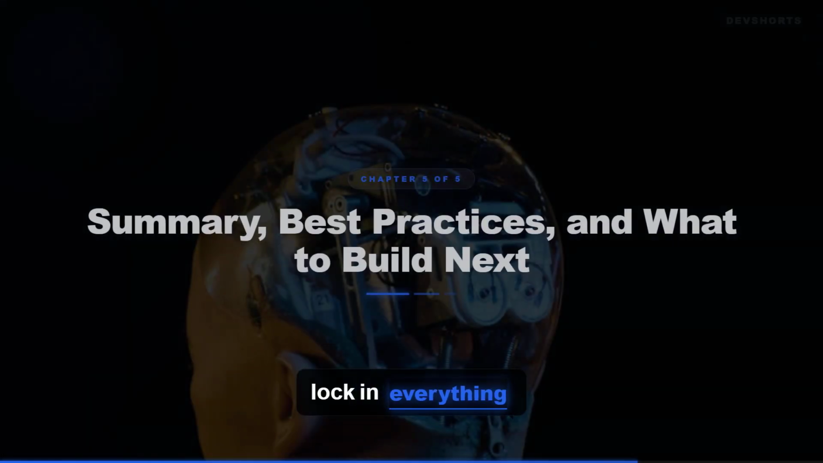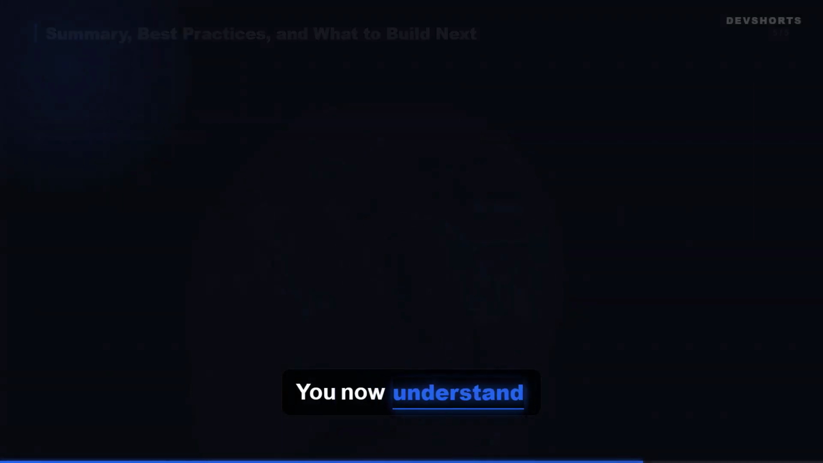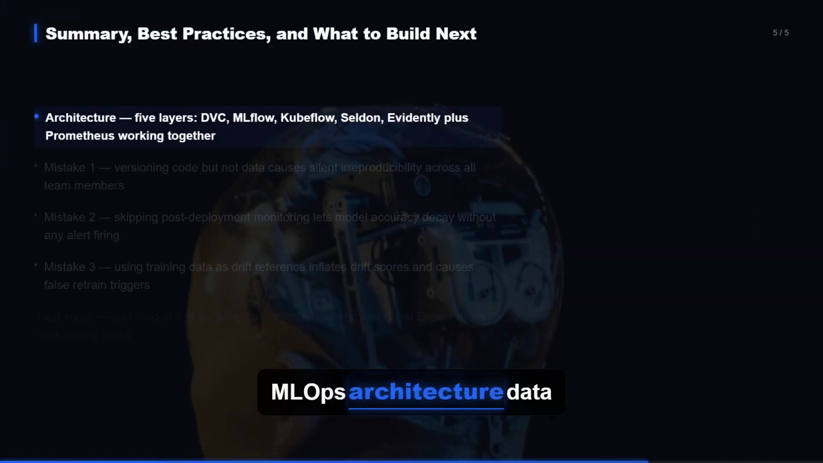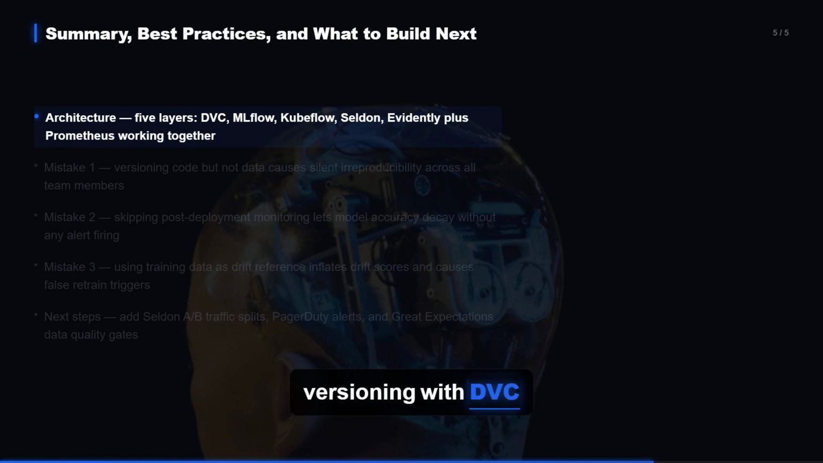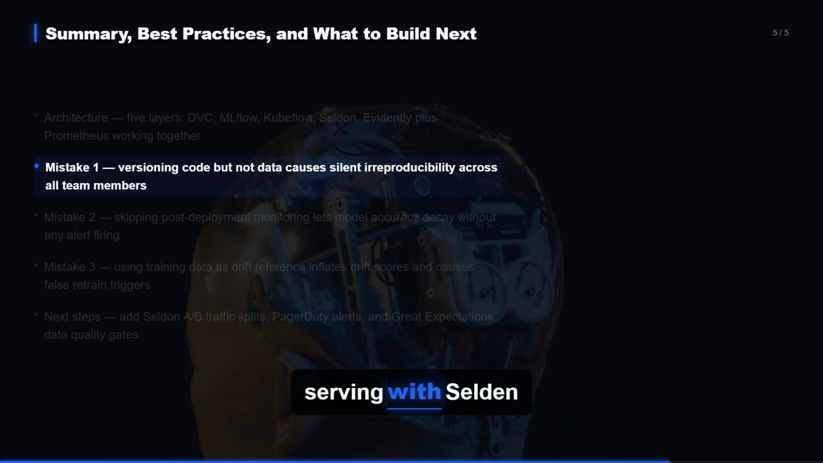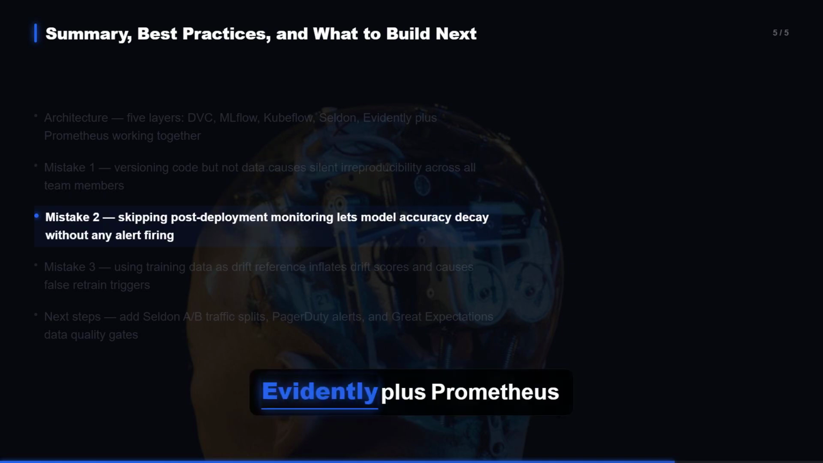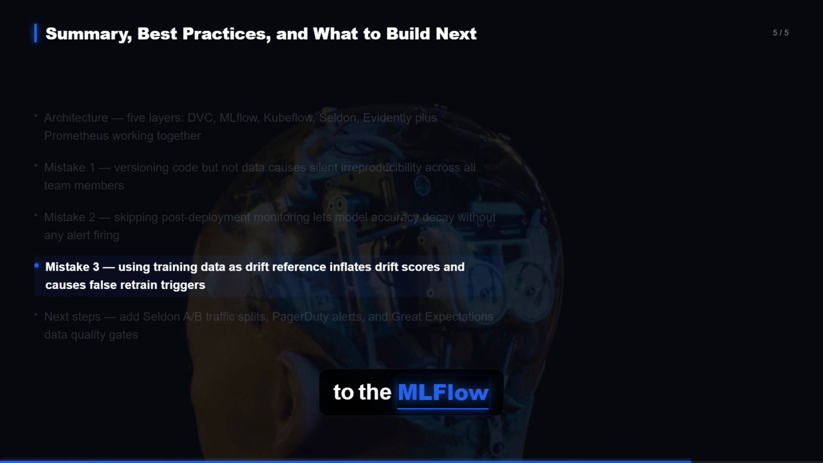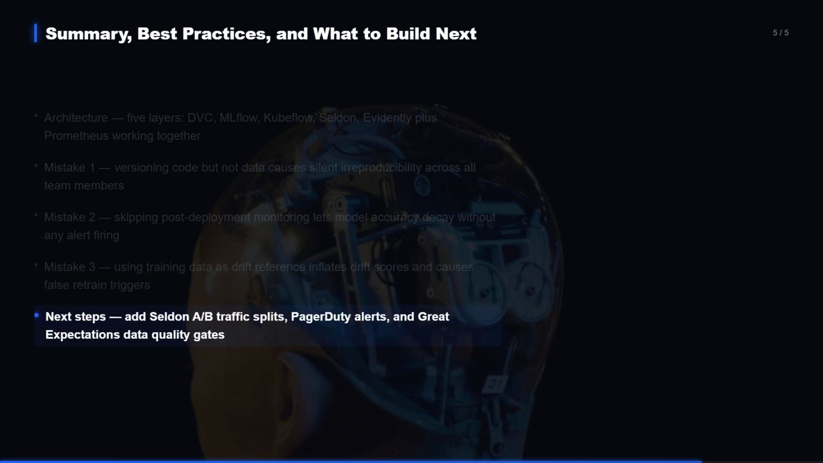Let us lock in everything you just built. You now understand the 5-layer MLOps architecture: data versioning with DVC, experiment tracking with MLflow, pipeline orchestration with Kubeflow, model serving with Seldon, and monitoring with Evidently plus Prometheus. You wrote real code that trains a telecom churn classifier, logs it to the MLflow registry, detects feature drift nightly, and auto-triggers retraining without human intervention. That is a production-grade loop.